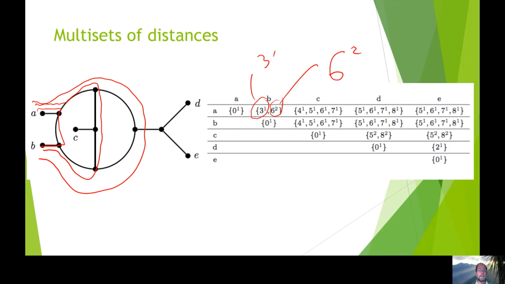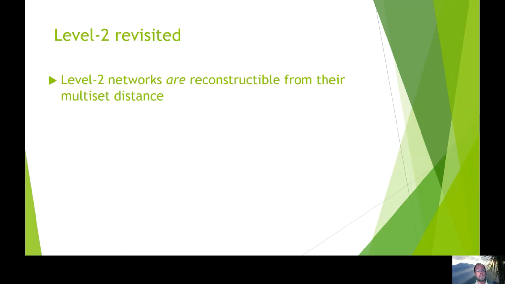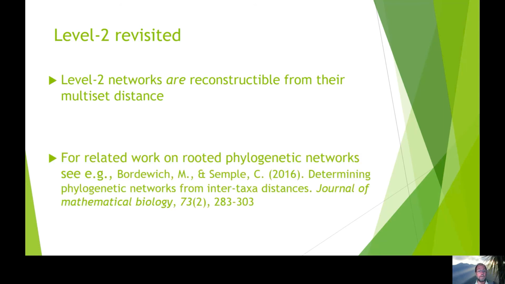and the rest of the entries reflect the multi-set of distances between the different species coming from that network. The next nice result that Leo, Yuki and I were able to show is that if you're allowed to look at the multi-set distances coming from a level 2 network, then you can actually reconstruct the network back from its multiset distance matrix.